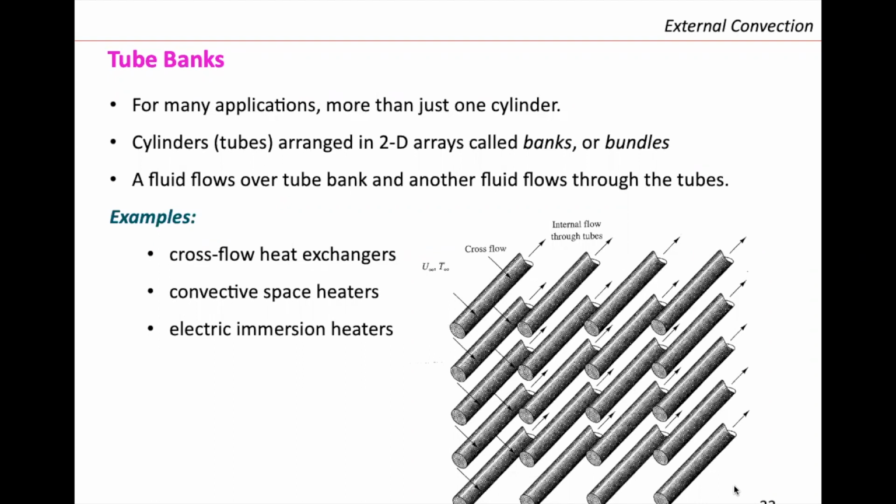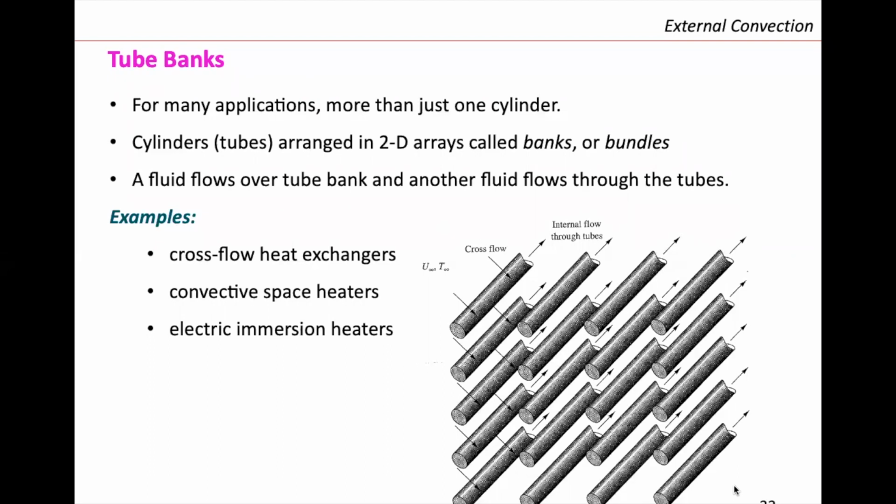So anyway, I will show you the graphs and tables you need to use, but it's good that you start locating them and marking them in your books. Tube banks are very important for many applications, and they consist of more than one cylinder. Last class, we evaluated how to solve for external convection for cylinders with circular and non-circular cross-sectional area, right? So now we are going to evaluate what happens with external convection when we have 2D arrangements of tubes, which we typically call banks or bundles.